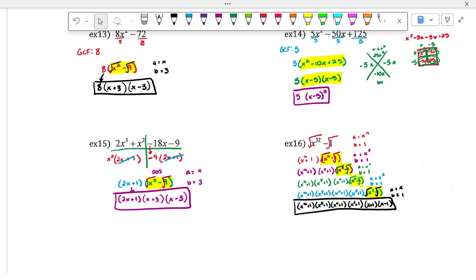So guys, be careful with that multi-step factoring. It will throw you off.